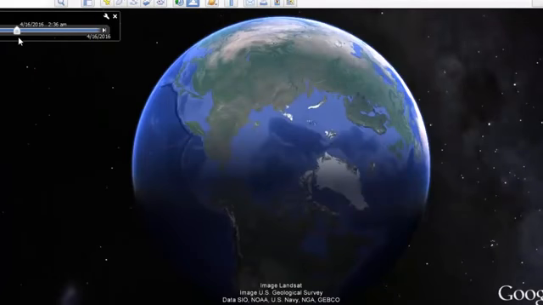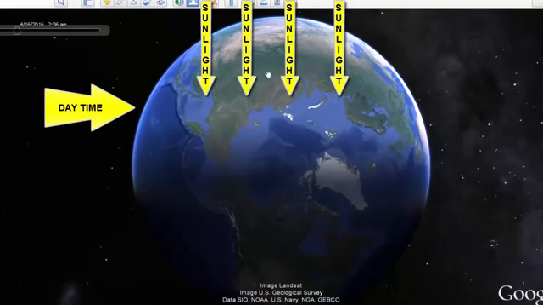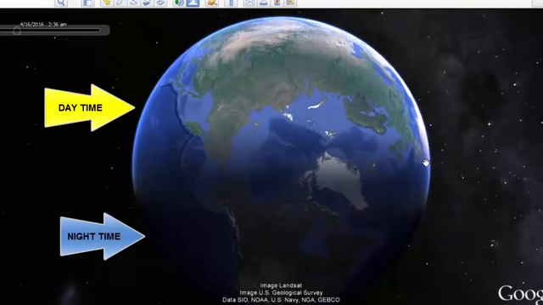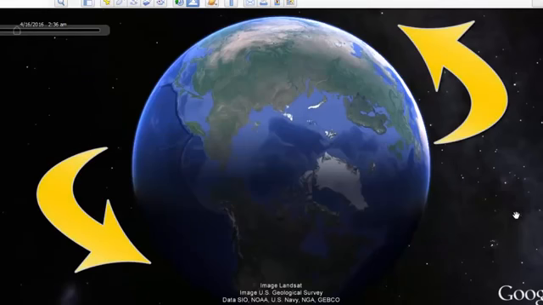So let's start out with some basics here. The bright half of the Earth is in daytime because it's getting the sunlight from the sun. The dark half of the Earth is nighttime because it's getting no light from the sun. So currently, the United States is in nighttime, and then you have Europe and Asia in daytime. Now, the Earth, remember, rotates in a counterclockwise direction, so it moves in this direction here.